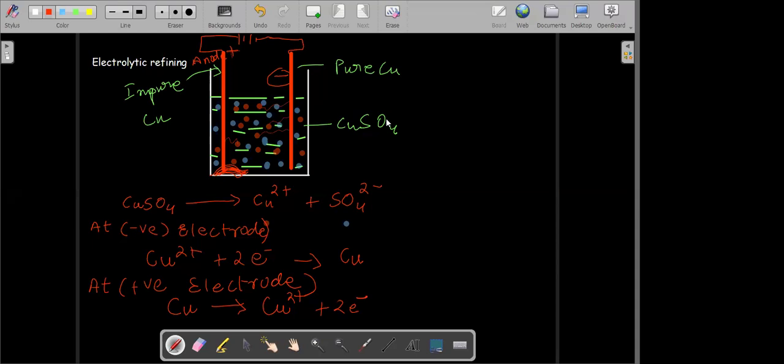Arav, what happens to the anode during the progress of the reaction? What happens to the anode? Sir, I don't know. Then, when I was explaining, you should pay attention. What happens to the anode during the progress of the reaction?